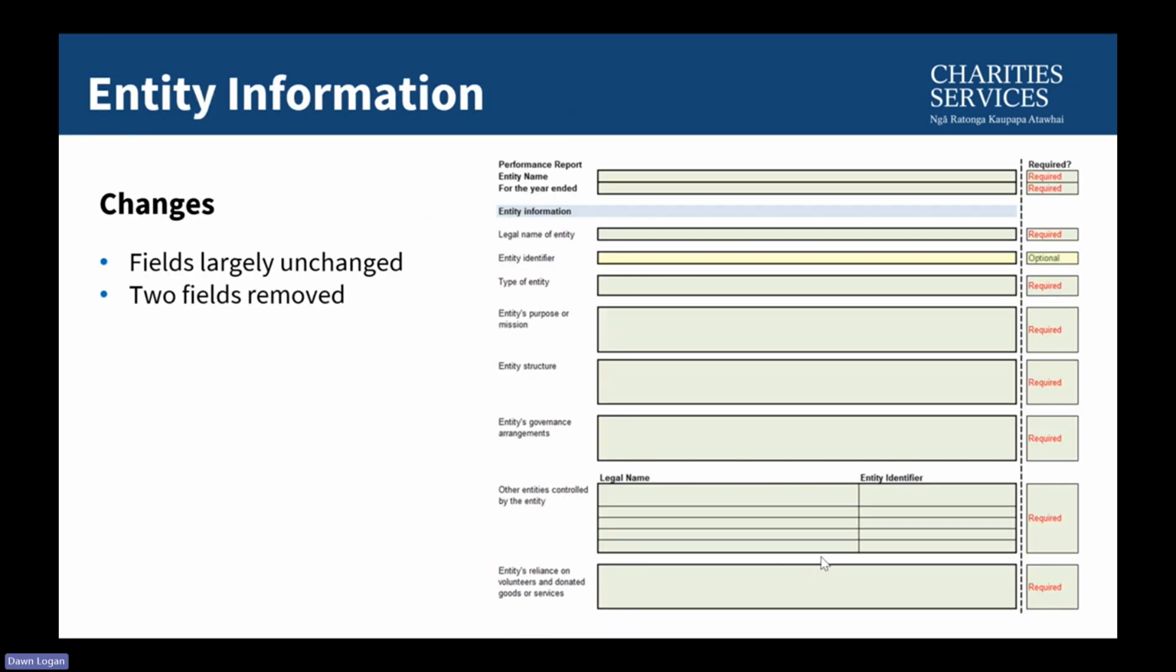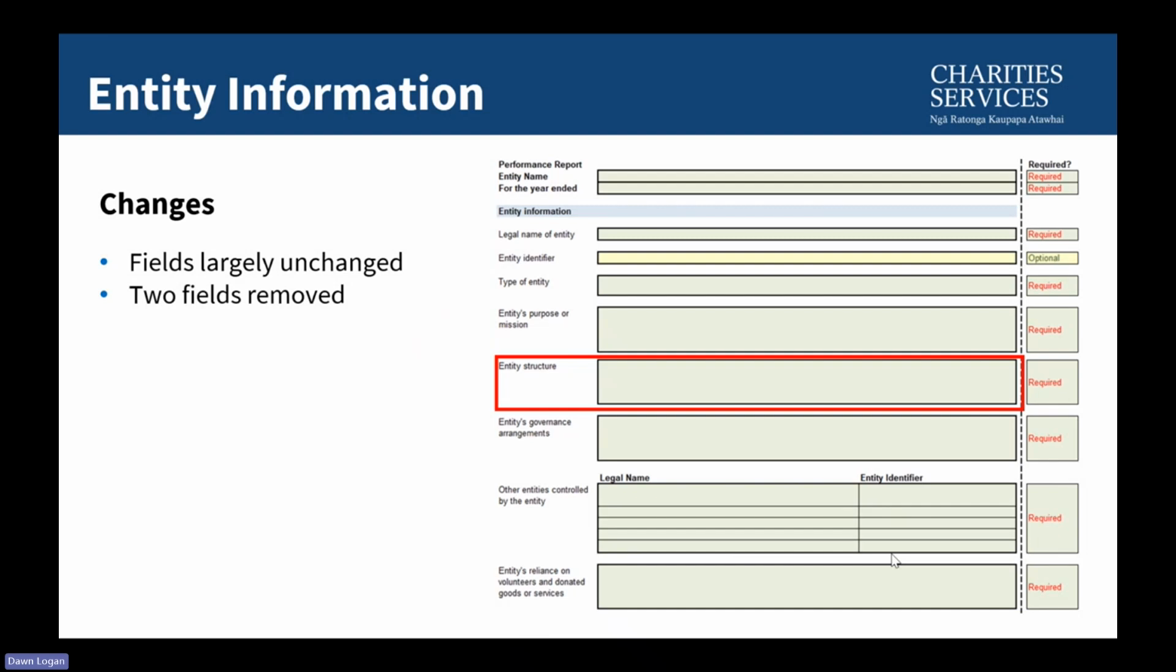Now we're going to take a closer look at the performance report template and talk through the changes. The two sections of non-financial information are the same as the previous standard, entity information and the statement of service performance. We'll look at the entity information first. Several of the fields are the same as before: your charity's legal name and any other name you're known by, your charity's registration number or NZBN if you have one, type of entity, for example, charitable trust or incorporated society, your charity's purpose or mission, entity structure.